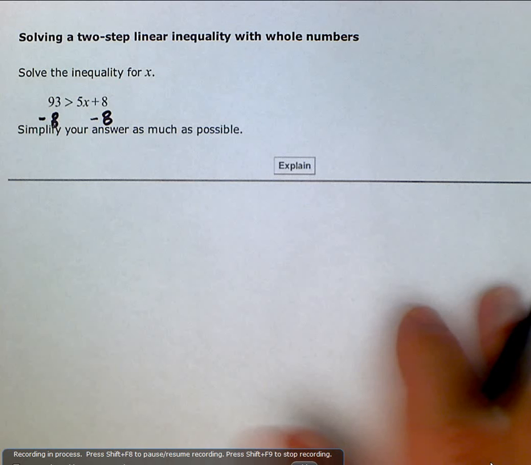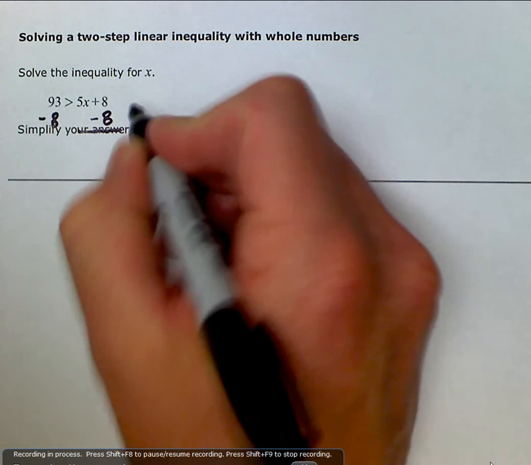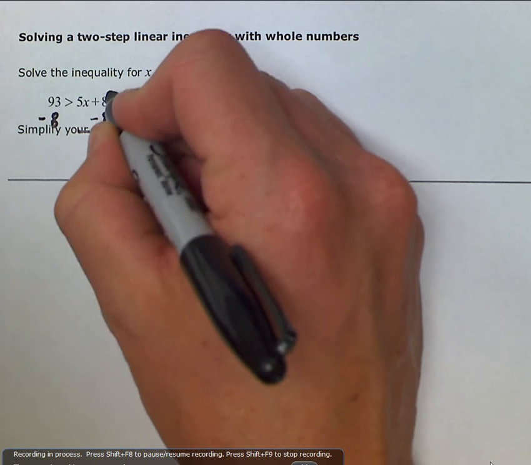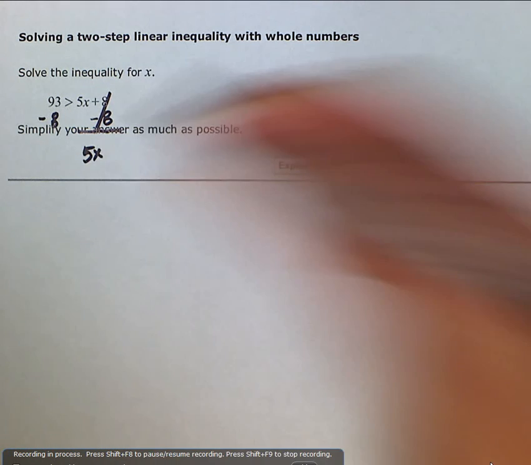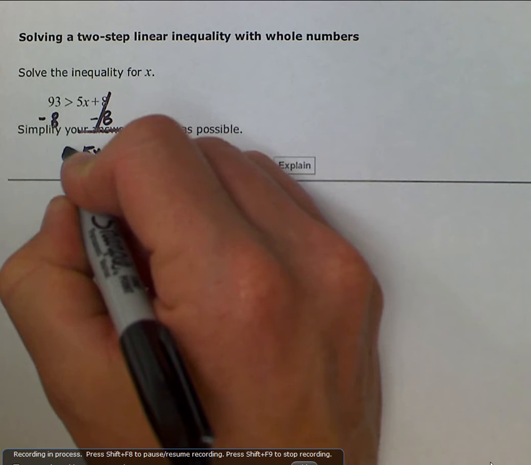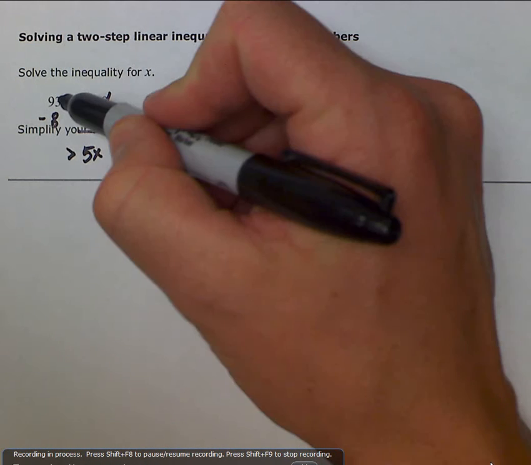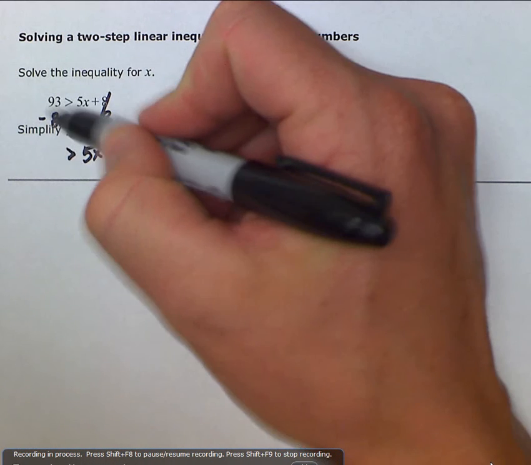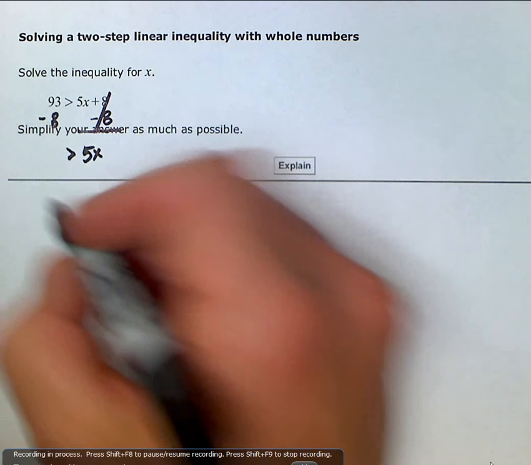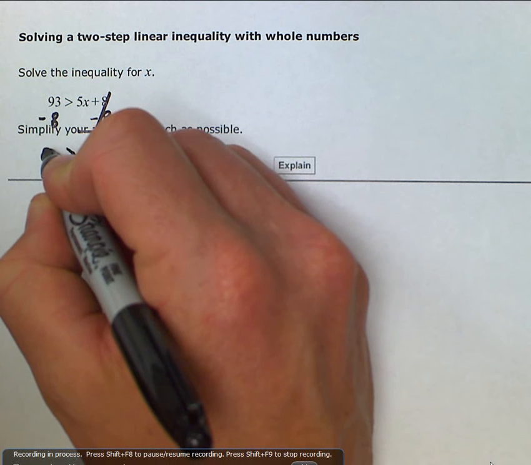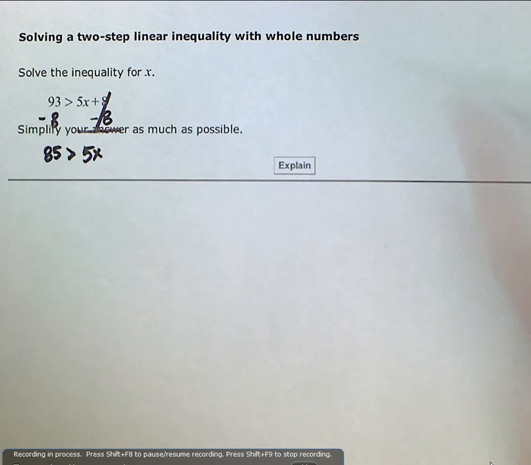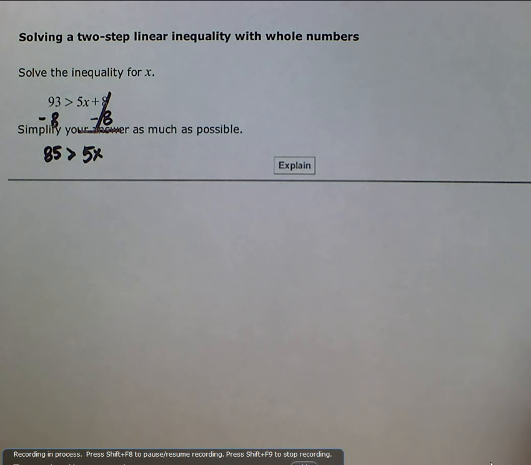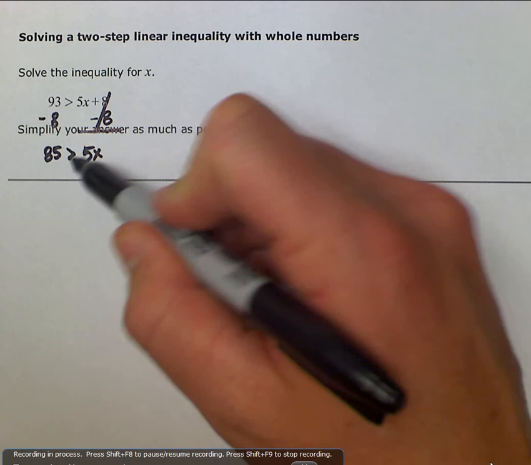And when I do that, I'm going to get 0 here. These cancel out, leaving me with 5x. And then my sign stays the same. And then I also have to subtract 8 from the left side. So 93 minus 8 is going to be a positive 85. So now I'm left with 85 is greater than 5x.